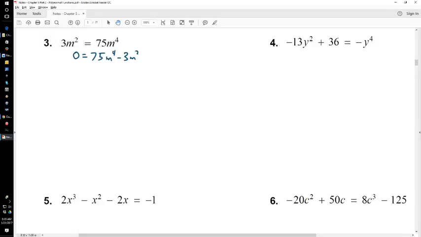Alright, so it just makes life easier for me, typically. I make fewer mistakes this way. You don't have to do it. If you want to move everything left, that's fine. You just get a negative 75 and a positive 3.